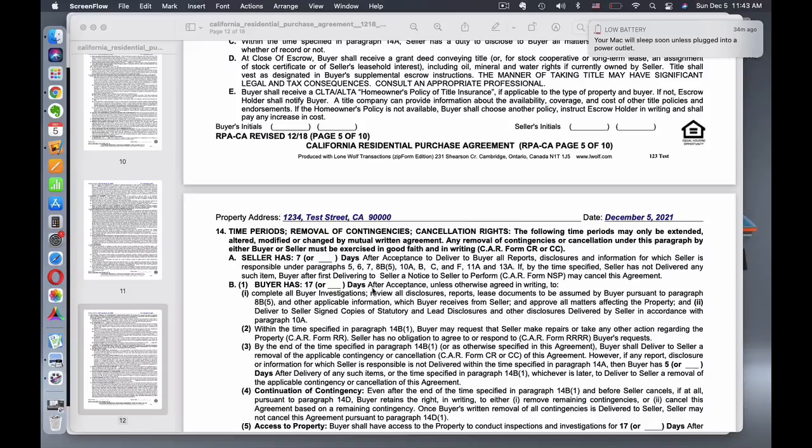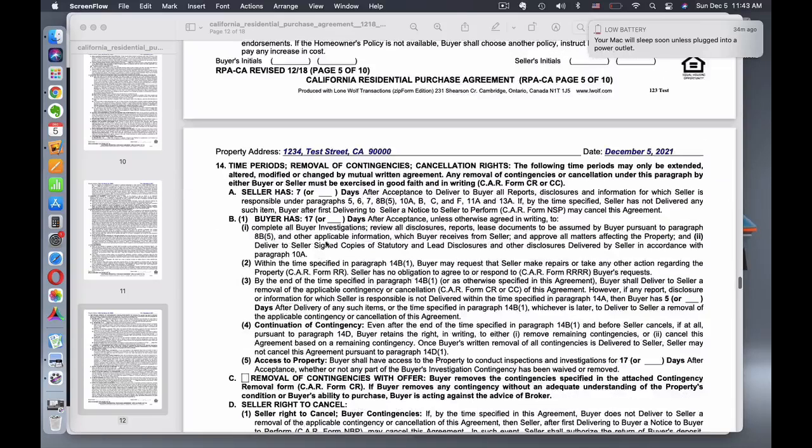You, as the buyer, have 17 days to review this under the contract. It's set at 17. Now, you can shorten that time frame, and the reason why we may advise you to shorten the time frame is, say there's 10 offers, you're one of 10 offers on a property. If we can tell the seller, hey, you get us all the information, we're going to get these investigations done in 7 days or 10 days, that will make your offer look more attractive to the seller.